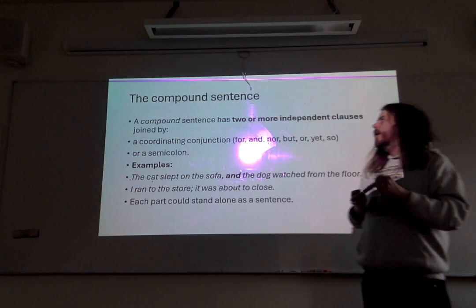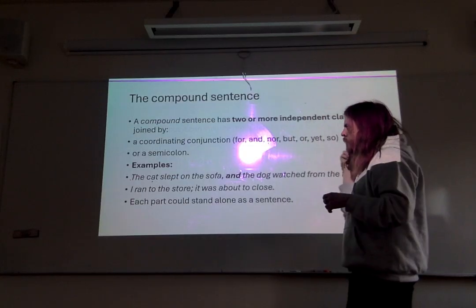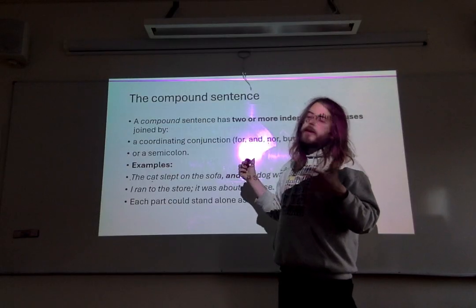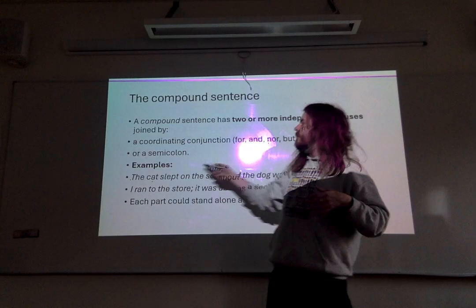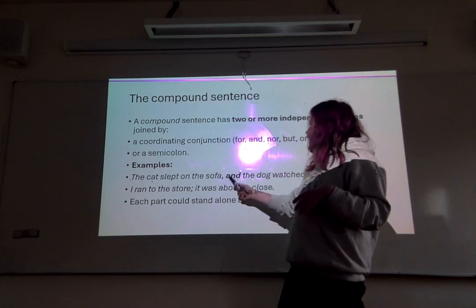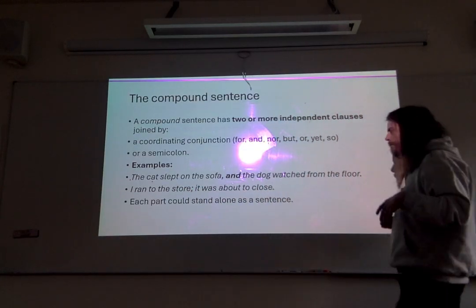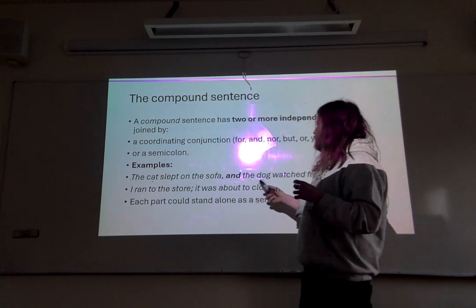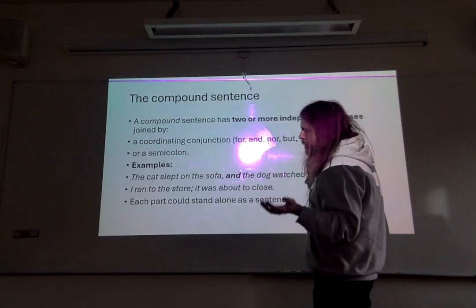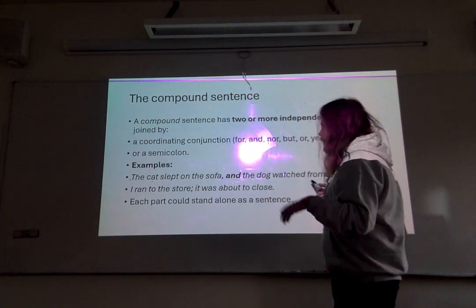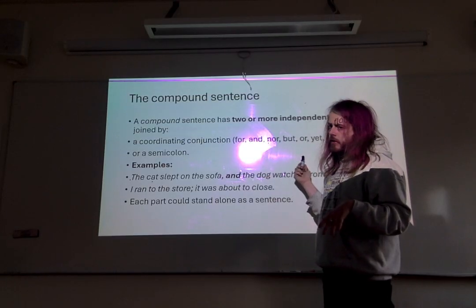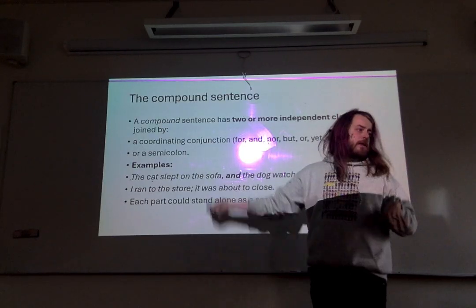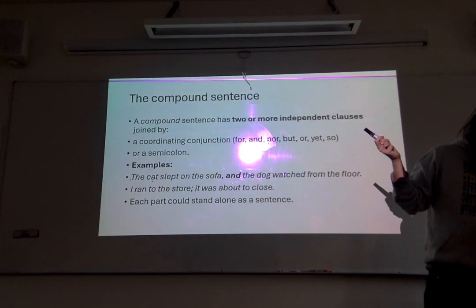A compound sentence. A compound sentence has two or more independent clauses, joined by a coordinating conjunction, many different words, like for, and, but, or, or a semicolon. The cat slept on the sofa and the dog watched from the floor. The cat slept on the sofa, which made the dog very sleepy. And then we have a WH clause instead of coordinating conjunctions. So you've got to practice more advanced things, because we will come to that later. With what?